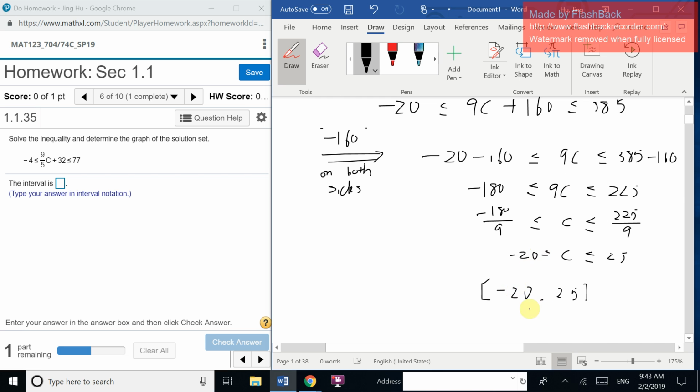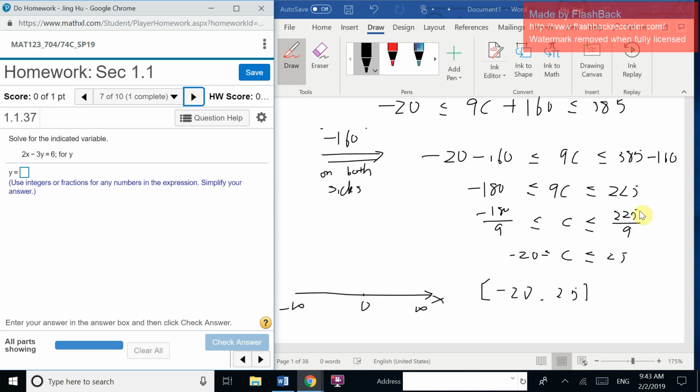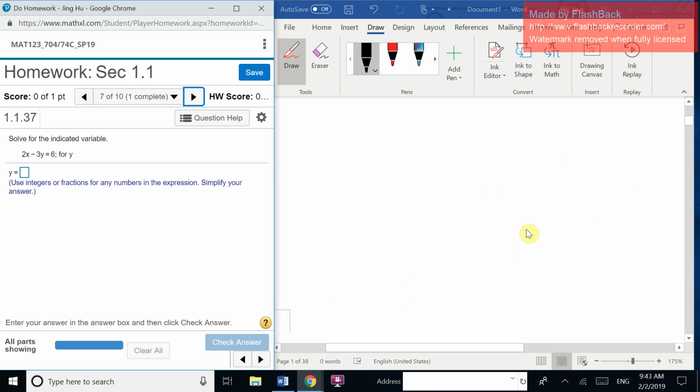So the interval is closed, with brackets, a closed interval from -20 to 25. So the endpoints are -20 and +25. Remember, the left endpoint is always less than the right endpoint. Because on the number line, we know from left to right the numbers get bigger.